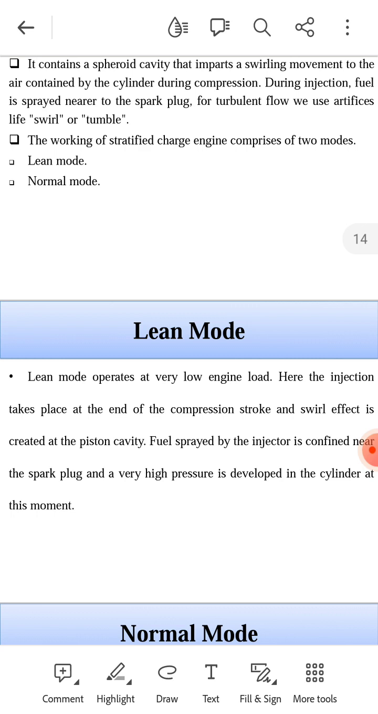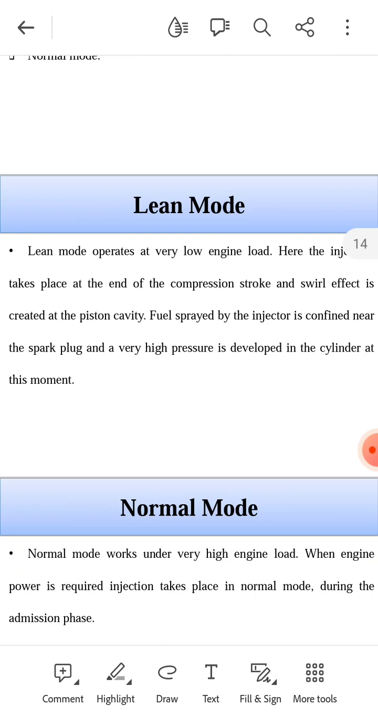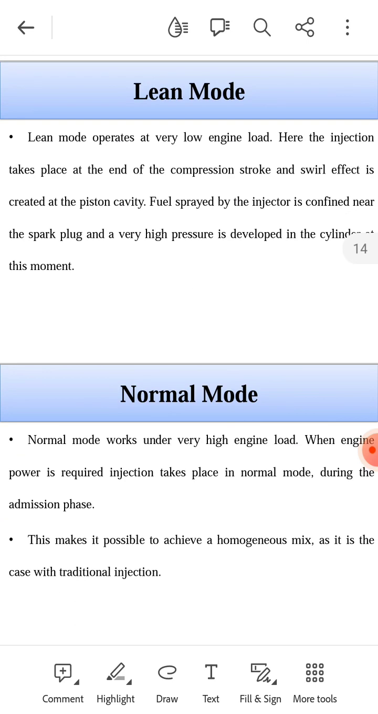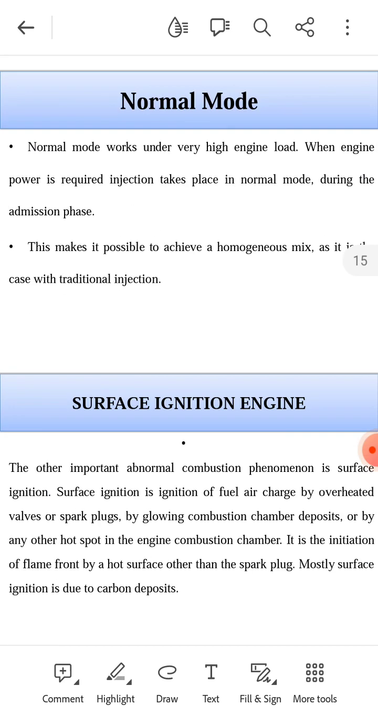Fuel sprayed by the injector is confined near the spark plug and very high pressure is developed in the cylinder at this moment. Normal mode works under very high engine load. When engine power is required, injection takes place in normal mode during the admission phase. This makes it possible to achieve the homogeneous mix as is the case with traditional injections.